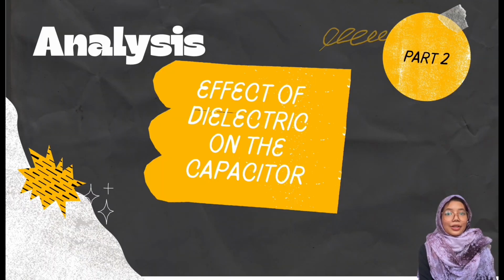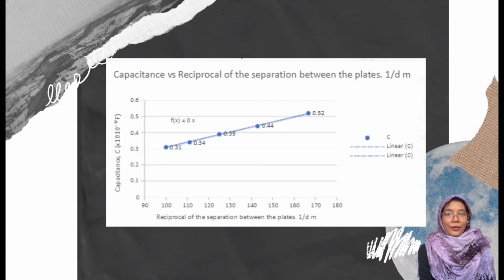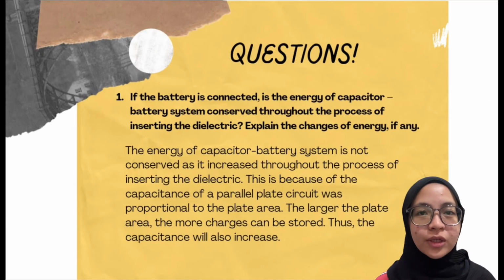For the analysis of part 2, the effect of dielectric on the capacitor, we can see from the graph of capacitance versus the reciprocal of the separation between the plates, 1 over d, after we plotted it, that capacitance is also directly proportional to the reciprocal of the separation between the plates, which means as the reciprocal of the separation increases, the capacitance also increases. So next, we're going to look at the questions.